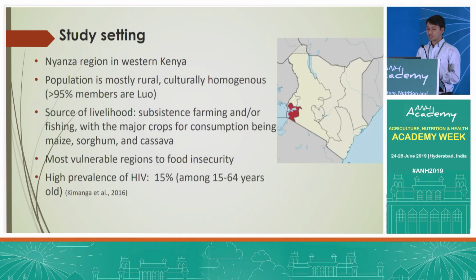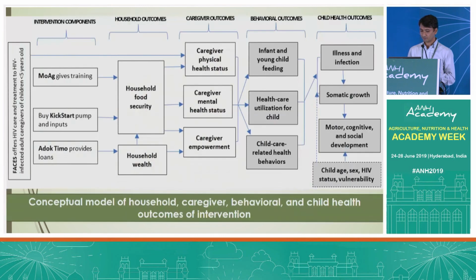So the study was conducted in the Nyanza region in Western Kenya. The population there is mostly rural, and they are culturally homogeneous. The major source of livelihood is subsistence farming and or fishing. The major crops for consumption are maize, sorghum, and cassava. And this region is among the regions most vulnerable to food insecurity, and it also has a higher prevalence of HIV.